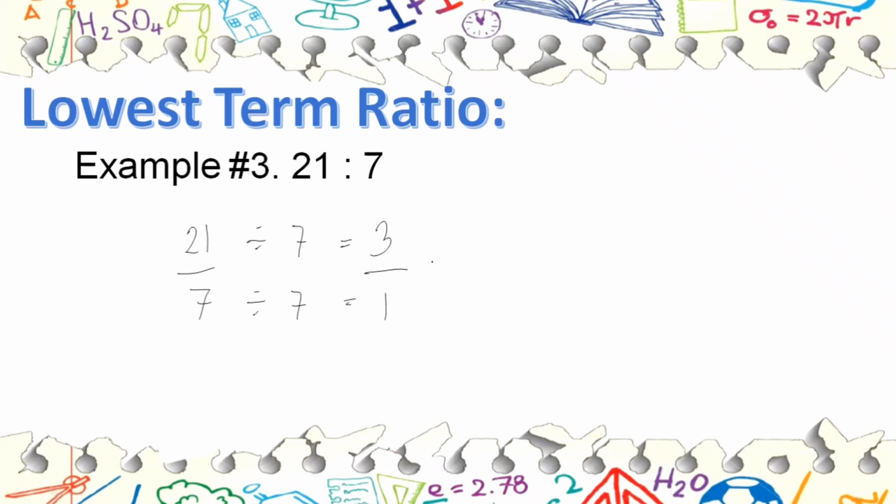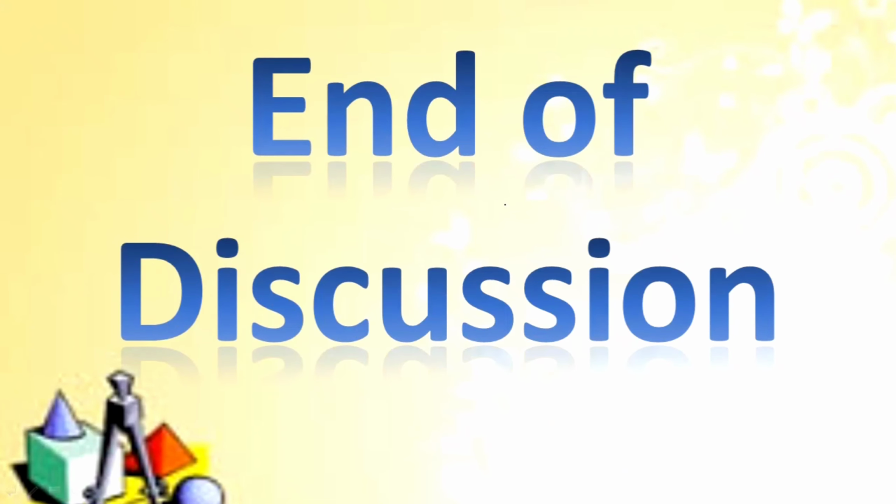Next, from fraction notation, transform ulit natin into column notation. So, yung 3/1 ay magiging 3:1. And that will become our final answer. So, sana marami kayong naiintindihan sa discussion natin for today. So, that ends our discussion for today or our tutorial for today.